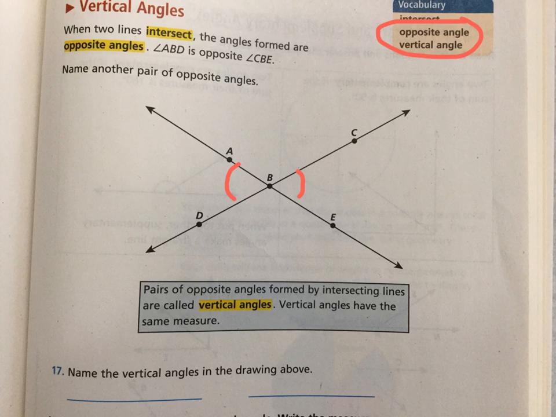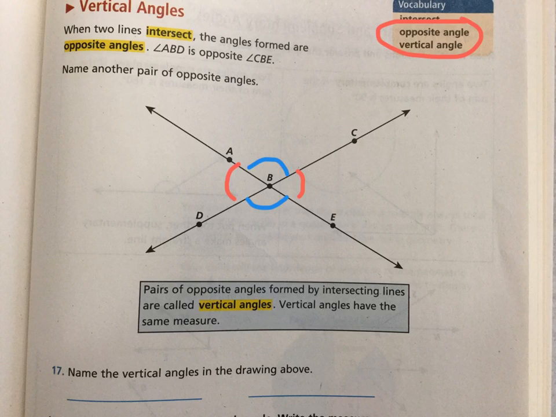Also, when you have two lines intersect like this, you have two more sets of opposite angles, ABC and DBE. So we have the two that I drew in red. Those two angles are opposite angles, which means they are vertical angles. One of the things we know about vertical angles is they have the same measure. Okay? So they're the same, and also the blue angles, ABC and DBE, are also the same.